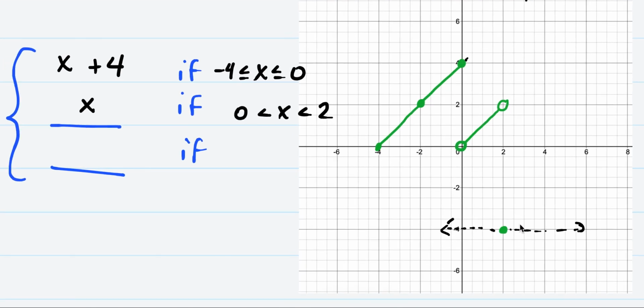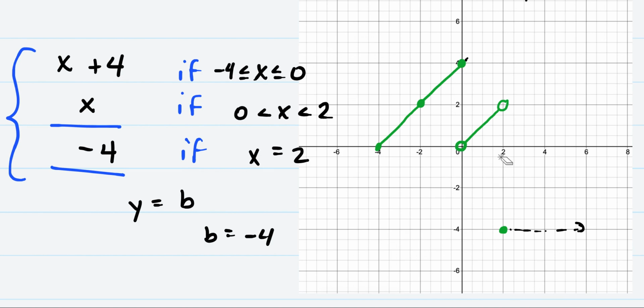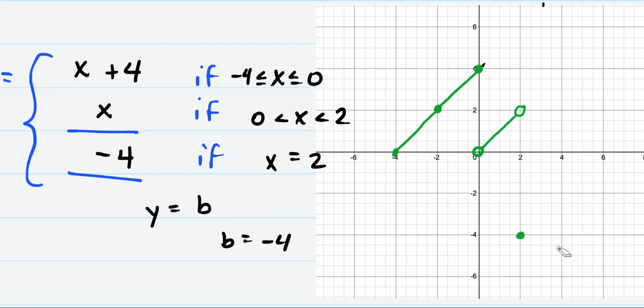Let's talk about the last one. Now, if you just see a dot, what you're going to do is use a horizontal line. And notice that this horizontal line is going through -4. And we remember the parent function of a constant, a horizontal line, was y is equal to b. And here b is equal to -4. So this is just going to be -4. And this is true when x is only equal to the number 2, because this is the only value we get. So we get that 1 point there. We don't get a bunch of points.